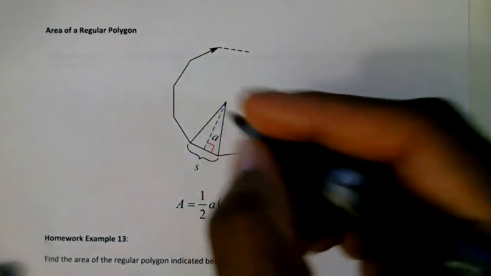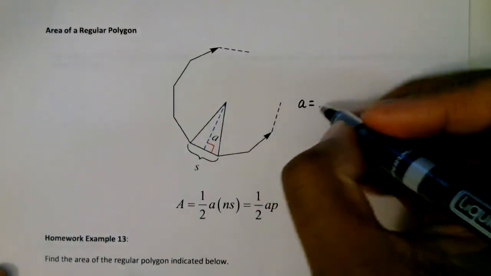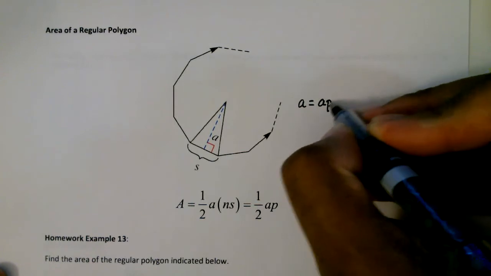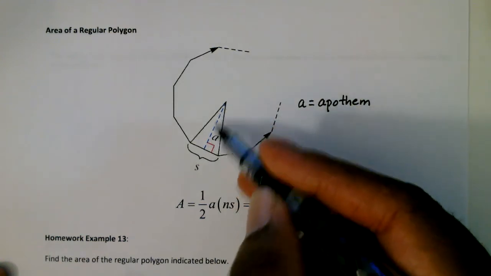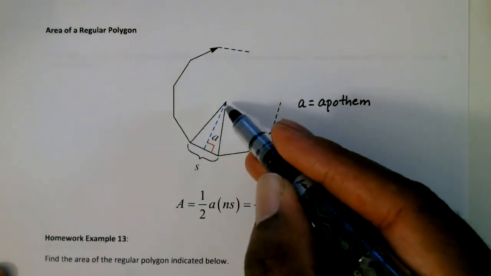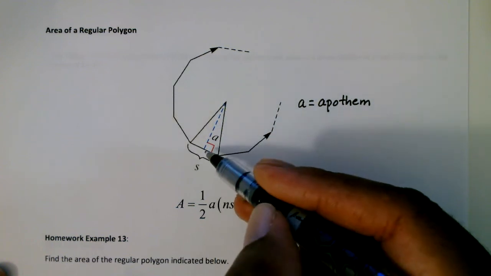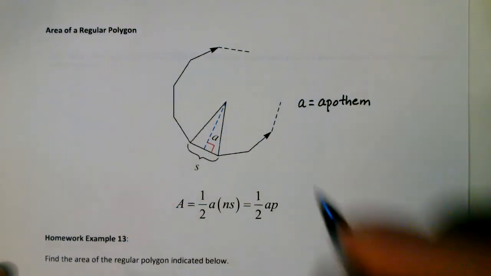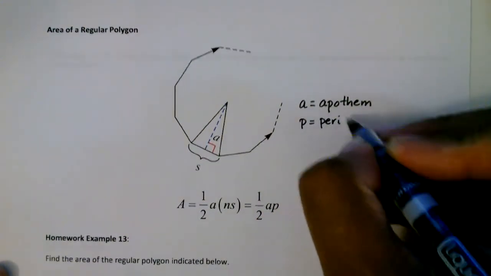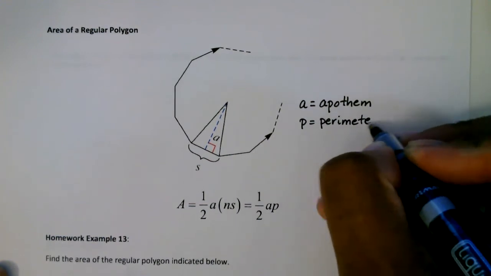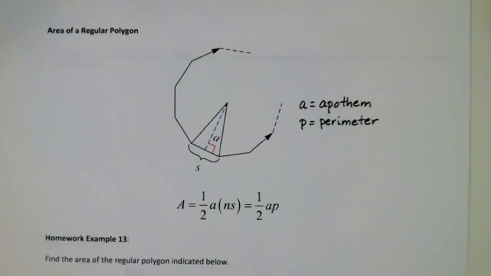Now, the A in this case has a special name called the apothem, A-P-O-T-H-E-M. This length is the apothem. That's going to be the height from the center of the polygon to a side perpendicular to it. And of course, your P in this case is the perimeter of that polygon. And you're pretty much going to have to take the length of each side, multiply it by the number of sides. That's where the N times S comes in, which is your perimeter.